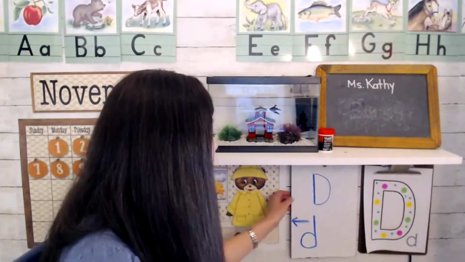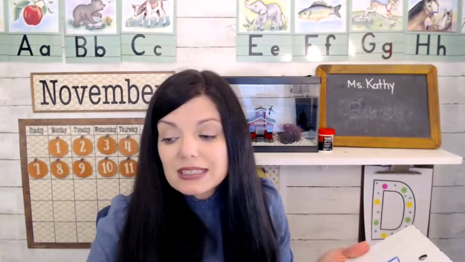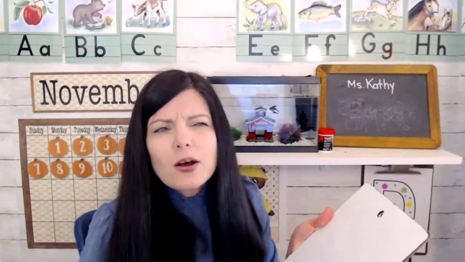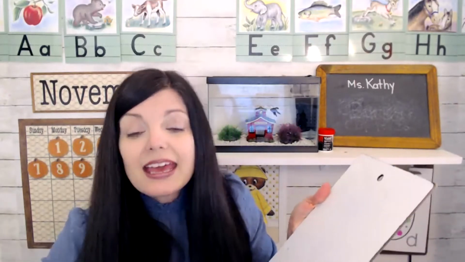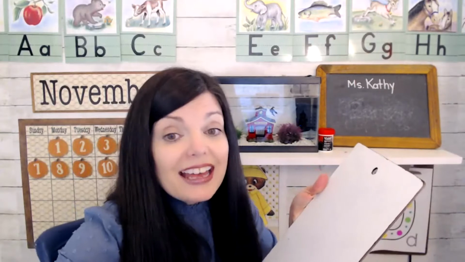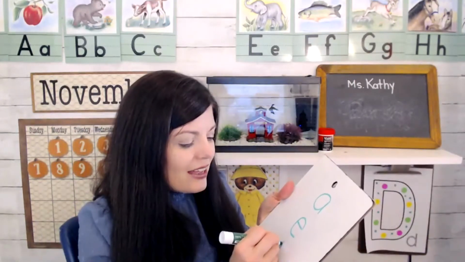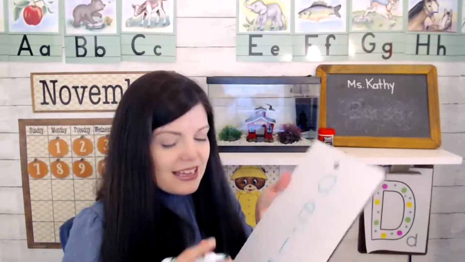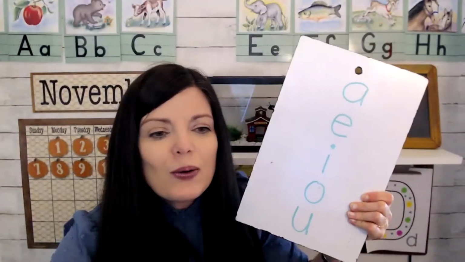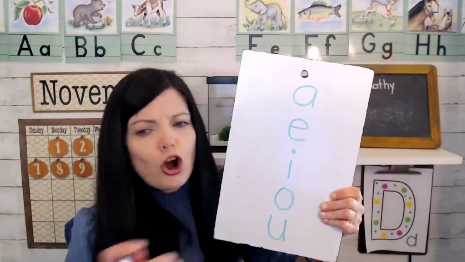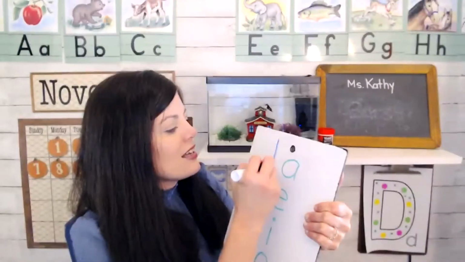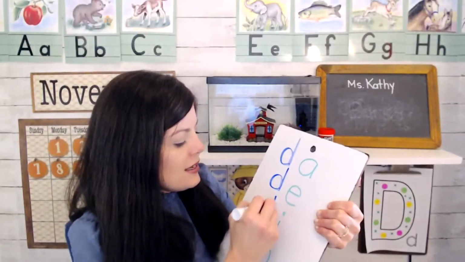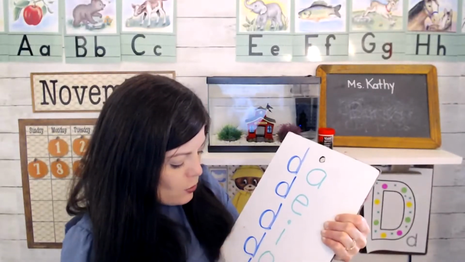Okay, so that's what letter D sounds like. And now that you know the D sound, I want you to help me blend with D. Do you remember what those vowels are? The vowels are A, E, I, O, U. Good. These are the vowels. I'm going to put a letter D with each of these vowels.